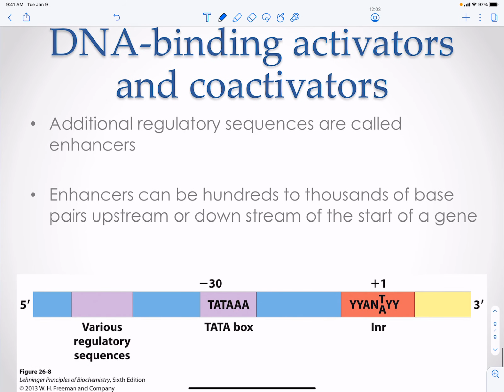Now finally, we're going to talk in the next about activators and co-activators. So we're going to have in eukaryotes sequences called enhancers. Enhancers are going to either be close or far away from a gene that they are going to help regulate. And so you can have various different regulatory sequences, and these sequences can help to turn on genes.